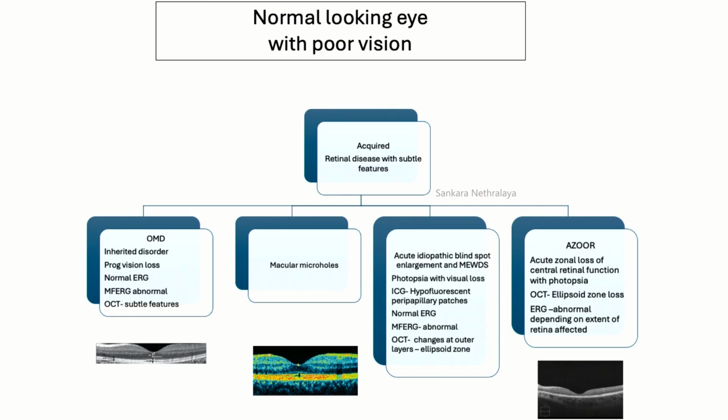Progressive vision loss, normal ERG, multifocal ERG is abnormal, and OCT has very subtle features, something like an outer macular hole. Okay, that is how the presentation occurs. It's called occult macular dystrophy. Okay, you can get macular microholes like what you see here.